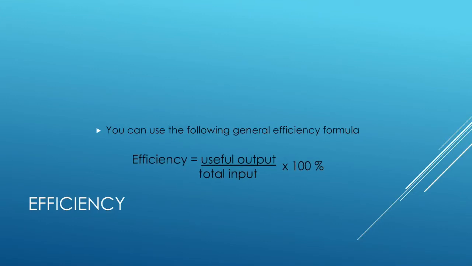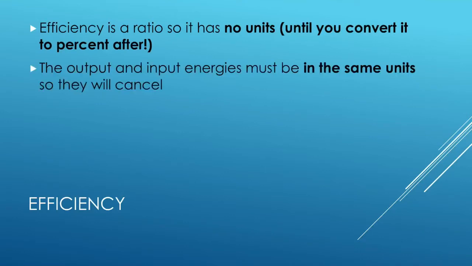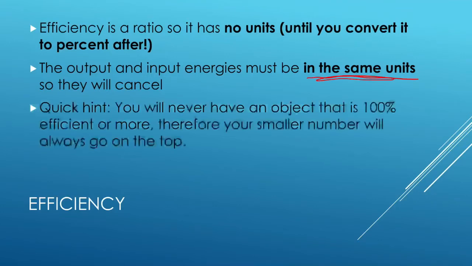So here's our general efficiency formula. It's equal to useful output divided by total input times 100, okay? And so it's a ratio. It doesn't have any units until you convert it to a percent. So the energies have to be in the same units when you're doing this. So the output and input energies both need to be in joules. They could both be in kilojoules. It doesn't matter as long as they're in the same units.